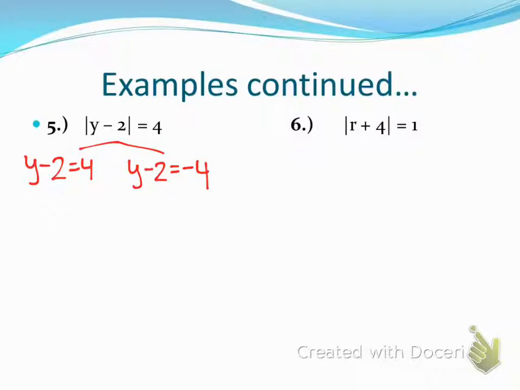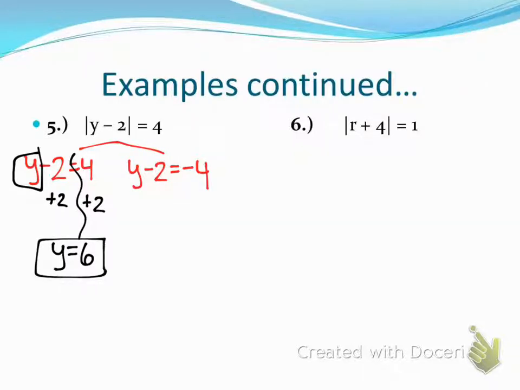Now on these ones, is our variable by itself now? No. What do we have to do? Add 2 to both sides. So this goes back to what we were doing in chapter 3. We split it up. Add 2 to both sides. On this one I get y equals 6. That's one of them. On the other one, what am I going to do to get y by itself? We're still adding 2.